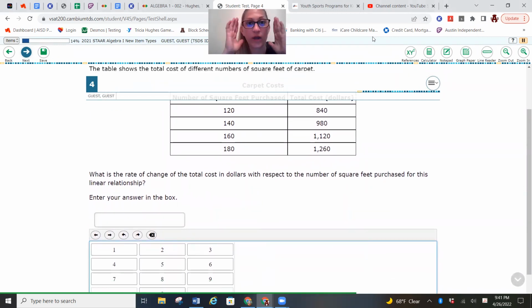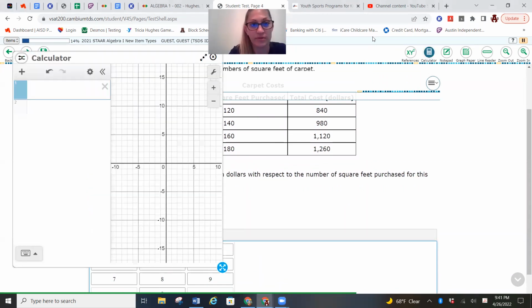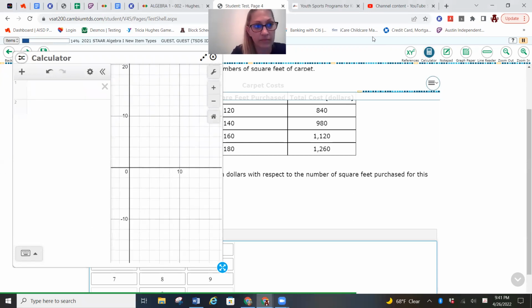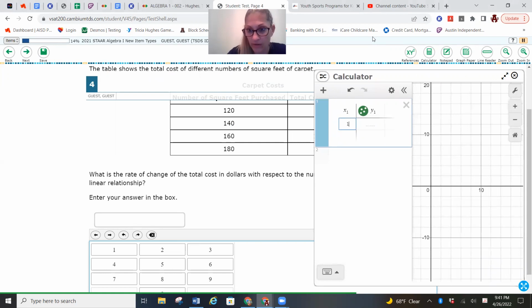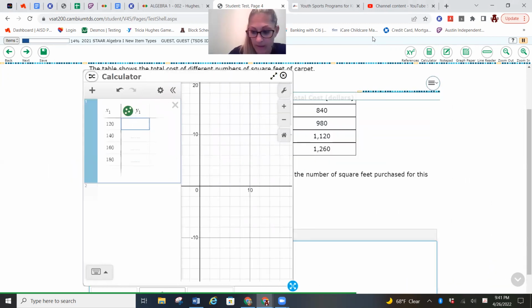All right, this table shows the cost of a different number of square feet of carpet. What is the rate of change? Rate of change means slope, for the total cost with respect to square feet. Okay. So, go to Desmos. Add your table and type in $120, $140, $160, $180, $840, $980, $1120, $1260.